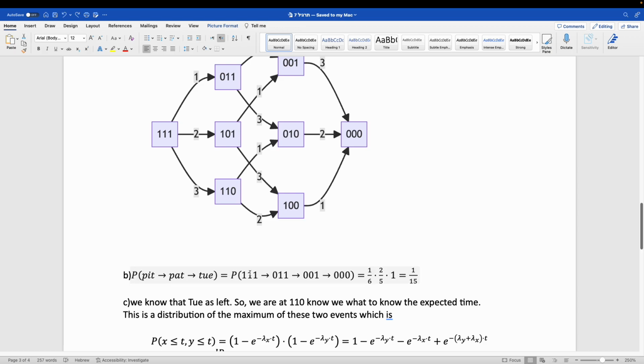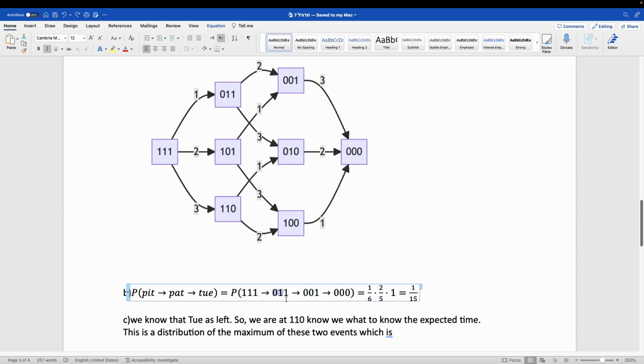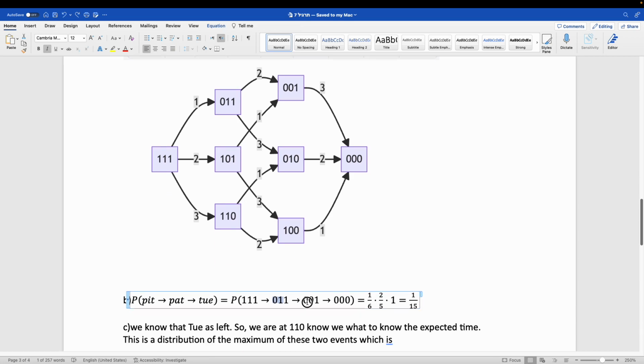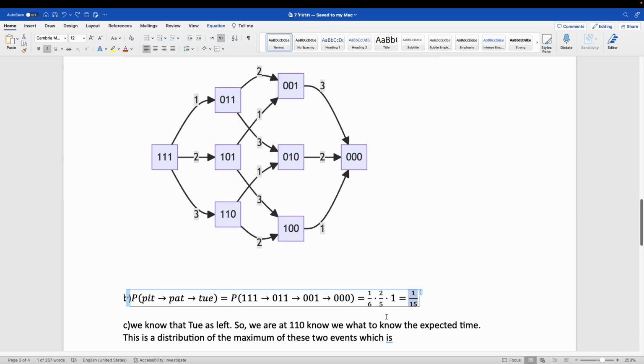And we'll look, so we have 1, 1, 1, and then we go to 0, 1, 1. And the probability to go from 0, 1, 1 to 0, 0, 1 will be 2 divided by 2 plus 3. And then from 0, 0, 1 to go to 0, 0, 0, it's probability of 1. This is why I write 1. So it's 1 divided by 15.